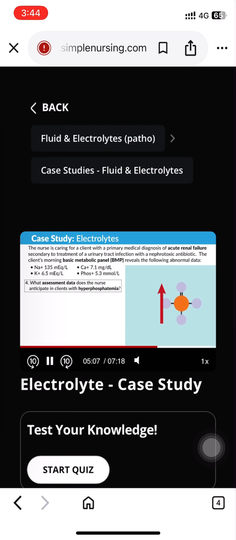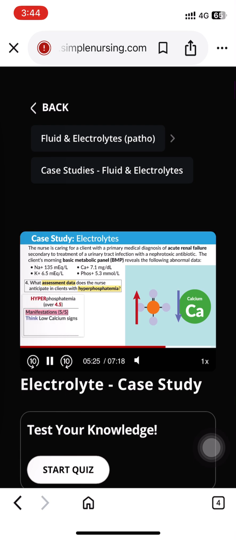All right, so let's break this down. Always before looking at the answer options or even considering to answer, look at the key terms here. Remember, hyperphosphatemia is that high phosphate. And always consider what you know about phosphate. So in this case, we know that phosphate and calcium work as an inverse relationship. So with high phosphate, just think low calcium signs and symptoms.